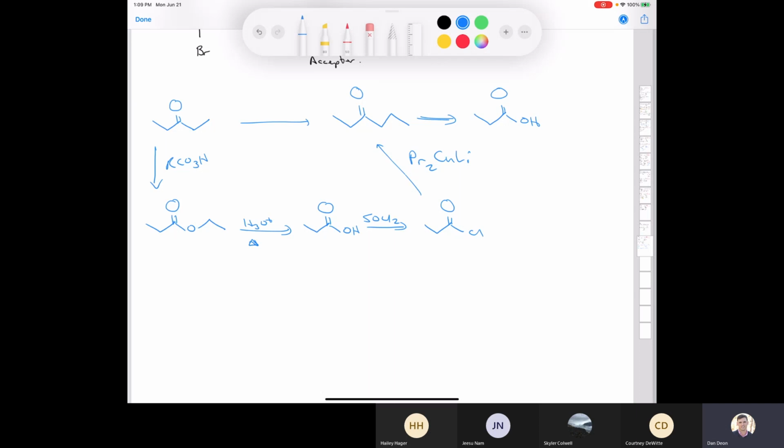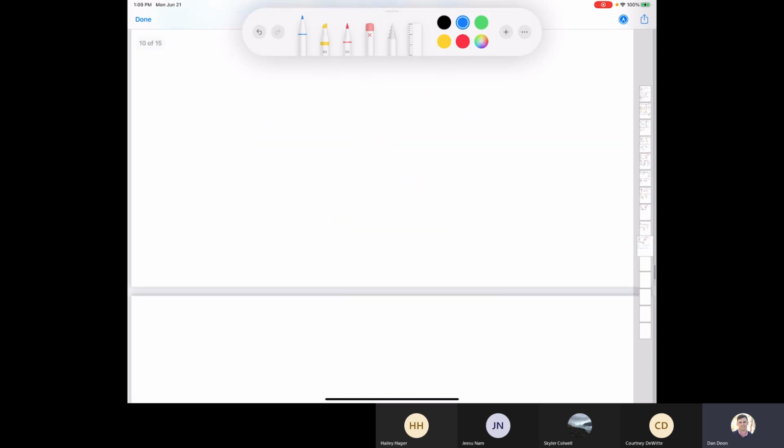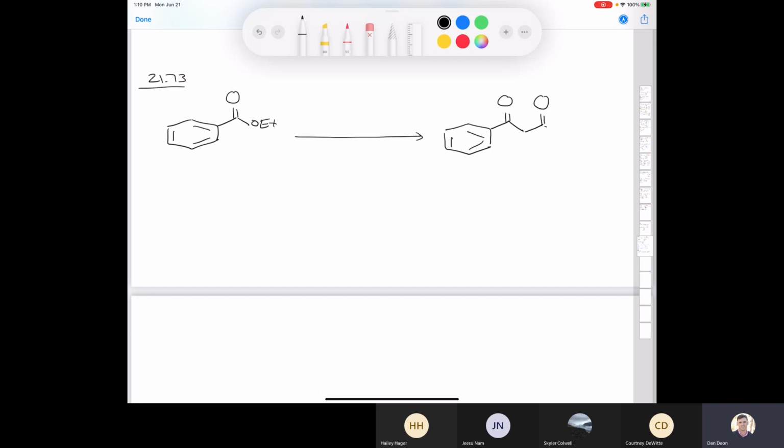All right, another one I wanted to look at with you was question 21.73, which I also thought was challenging, but a good problem nonetheless. They just kind of give you a bunch of different reactions, and you have to come up with the reagents. So the first one, we start with this molecule, which is ethyl benzoate. There's no enolizable protons in it. And you want to make this compound. So you want to make this beta keto ester like this. Okay, here you go. And then you want this.